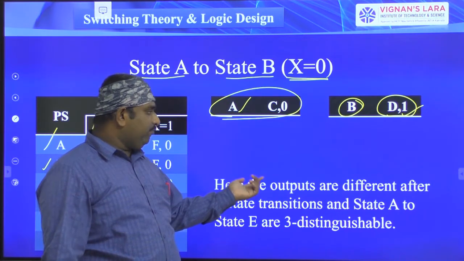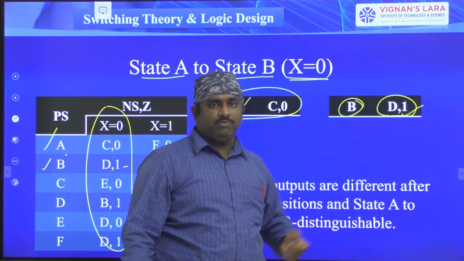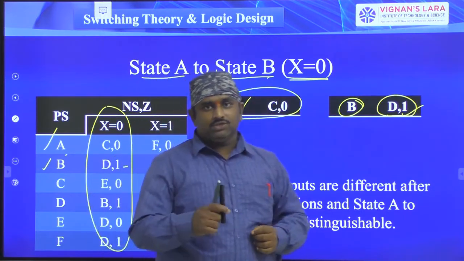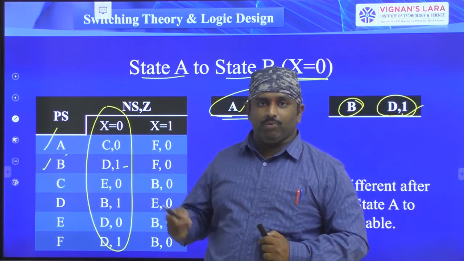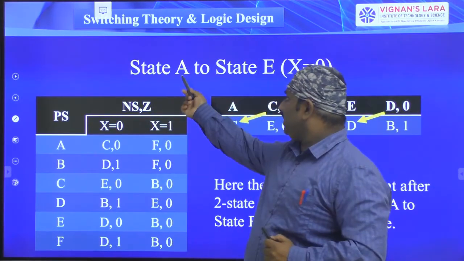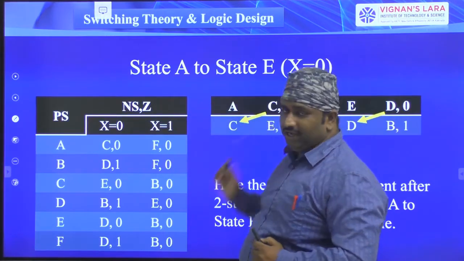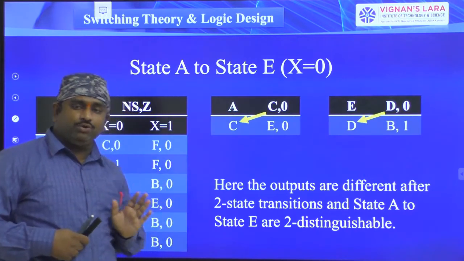So here we have only one distinguishable transition, from state A to state B. So this is the first example. Now you have to take one more example. I have taken the same state diagram, but here I am checking state A to state E when x is equal to 0.